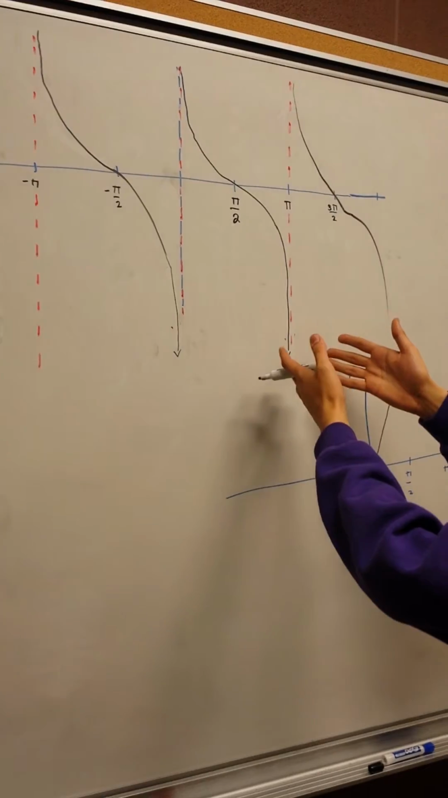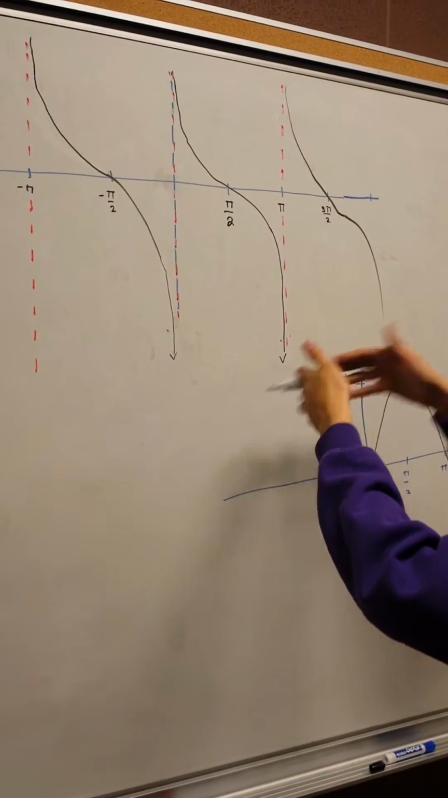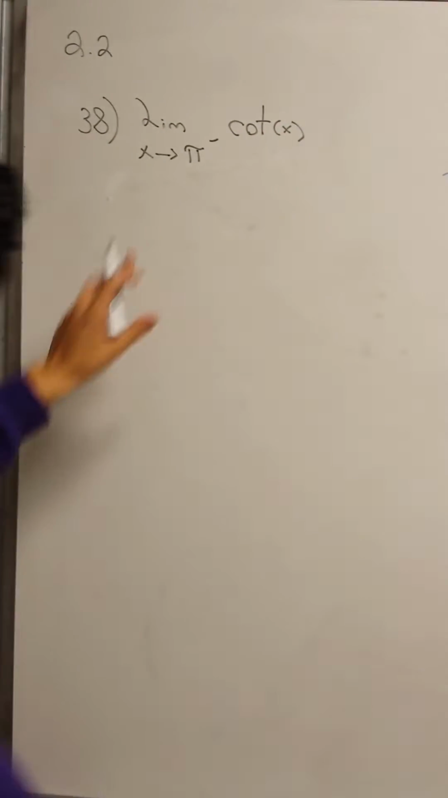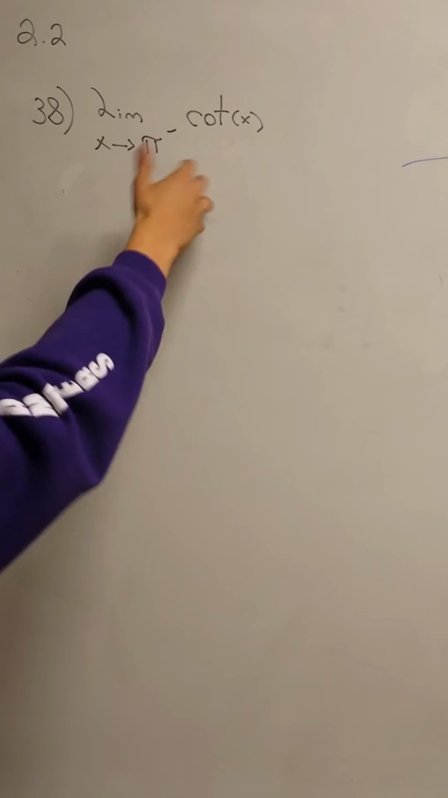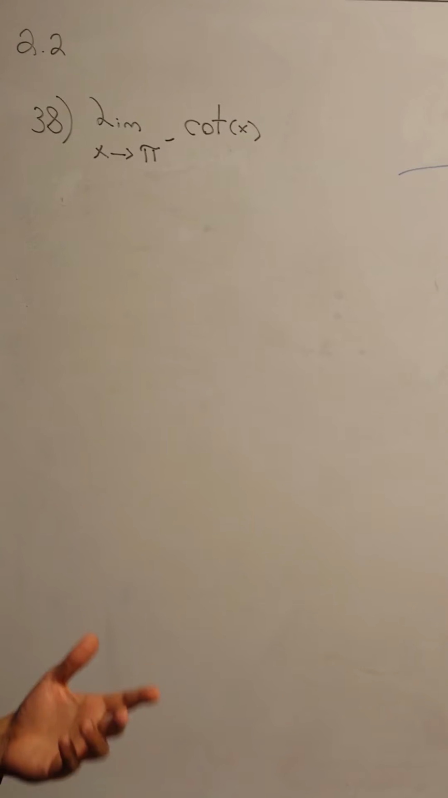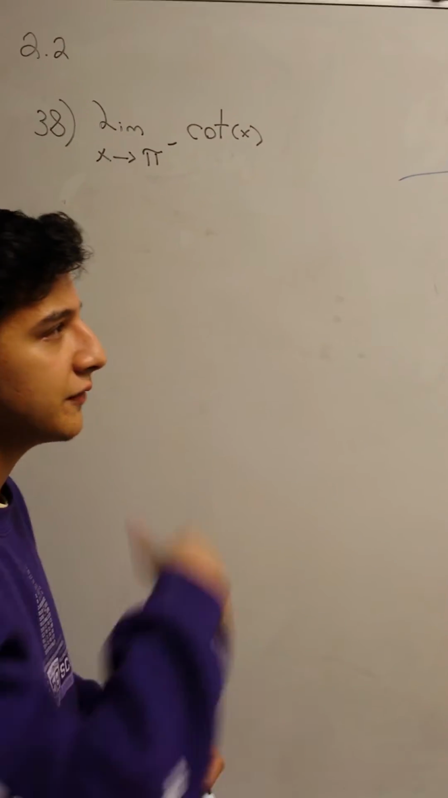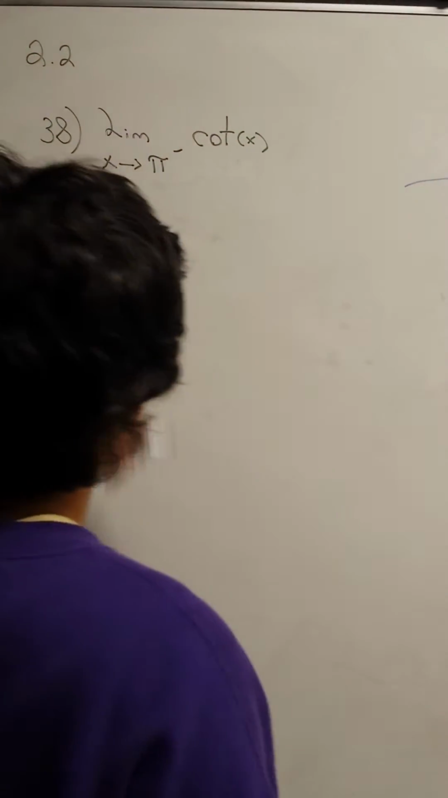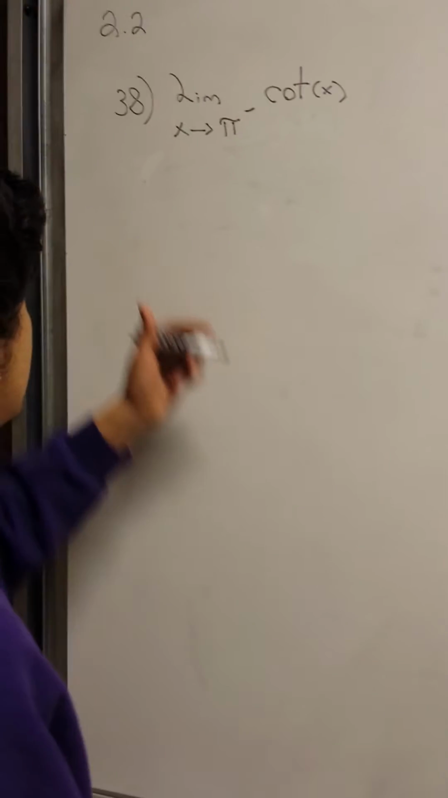And so now that we know what the answer is, we have to prove it algebraically. When you have limit questions when it comes to cotangent and tangent, it's important that you redefine them in terms of sine and cos. So cotangent is, of course, cos over sine.